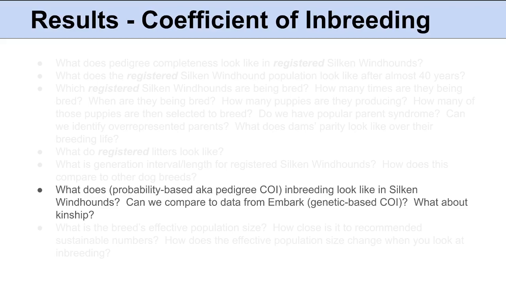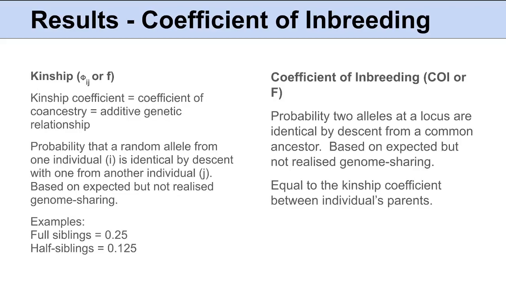And lastly, well, not lastly, but almost last, we're going to look at coefficient of inbreeding and what probability-based pedigree COI inbreeding looks like in Silken Windhounds. And what does kinship look like? What does it look like compared to our Embark data? So we need some definitions before we go forward.